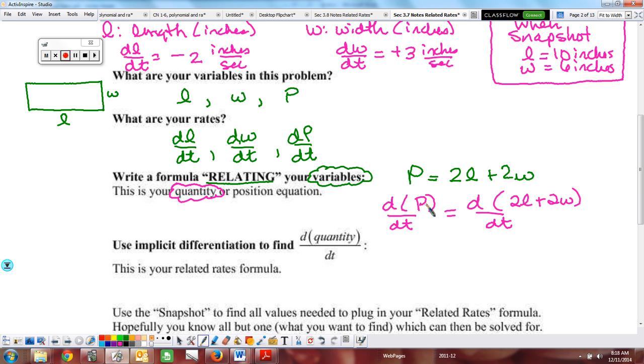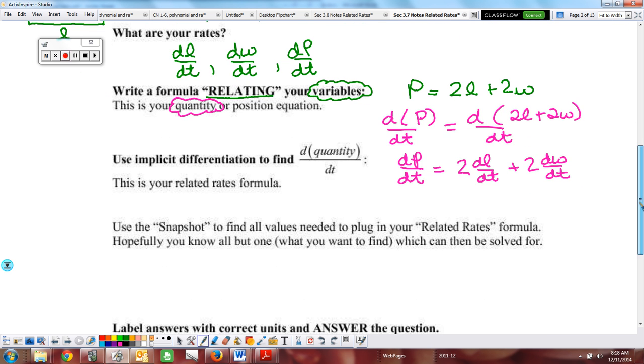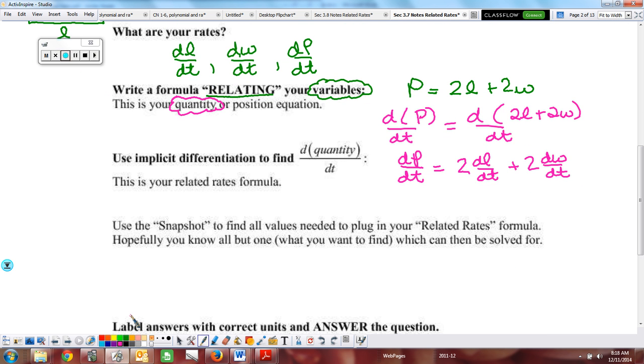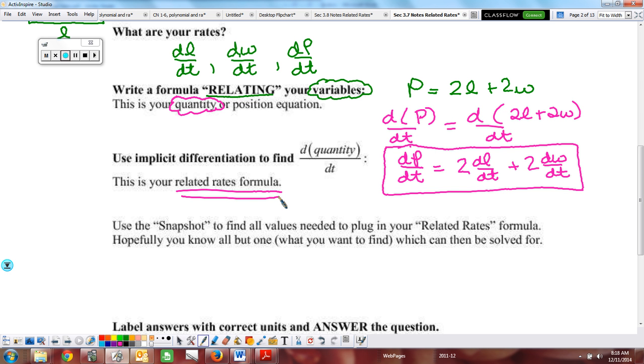And when I take the derivative of P with respect to t, it becomes dP/dt equals 2 dL/dt plus 2 dW/dt. So that's my implicit skill of taking the derivative. This is the formula that is our target in the word problem because this is my related rates formula. This is the formula that relates the rates together.